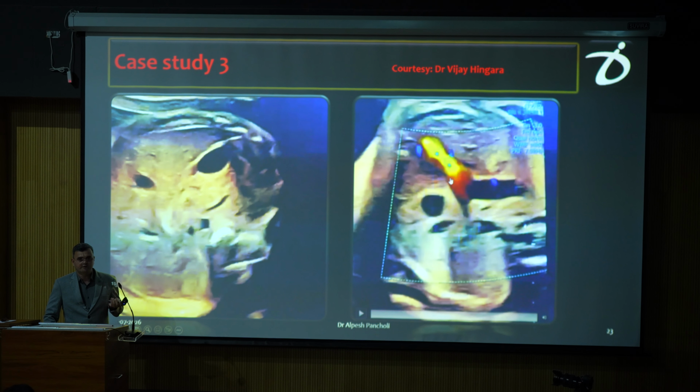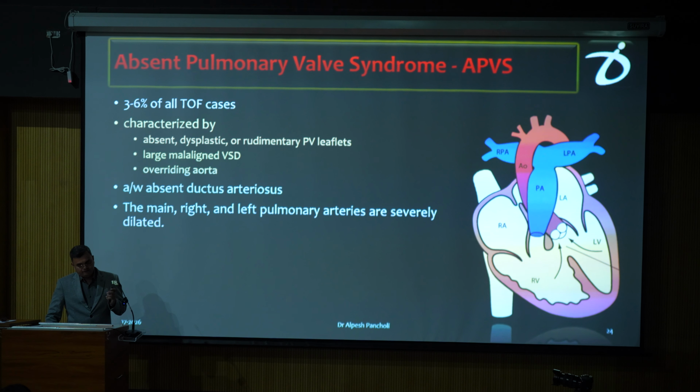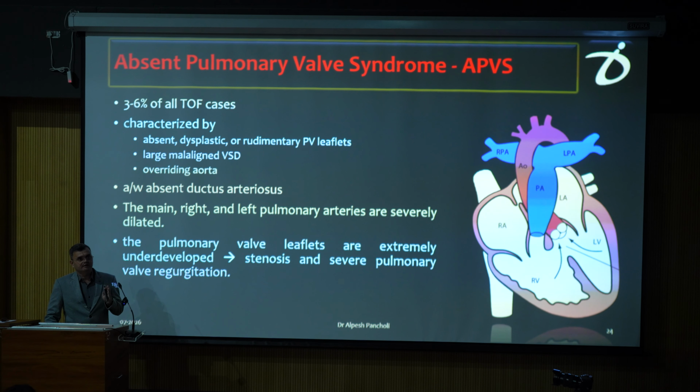So this is known as absent pulmonary valve syndrome, also known as TOF with absent pulmonary valve. It accounts for 3 to 6% of all cases of TOF. It is characterized by an absent, dysplastic or rudimentary pulmonary valve. There is always a large malaligned VSD. There will be overriding of aorta, and there is always absence of ductus arteriosus. The main right and left pulmonary arteries are severely dilated. So in the 3 vessel trachea view, it is a 1.5 second diagnosis. Okay, this is Potter.